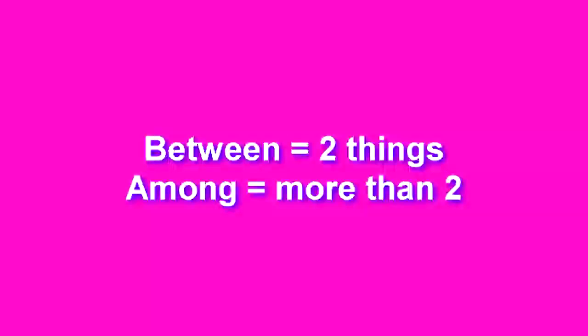You need to use between when you speak about two things and among when you speak about more than two things. You need to look at some examples to understand the differences between these two prepositions so that you will have no problems in using them whenever you want. So let's start with the first example.